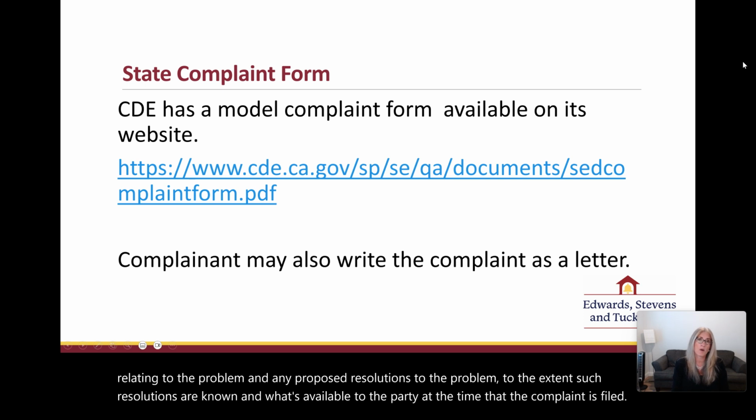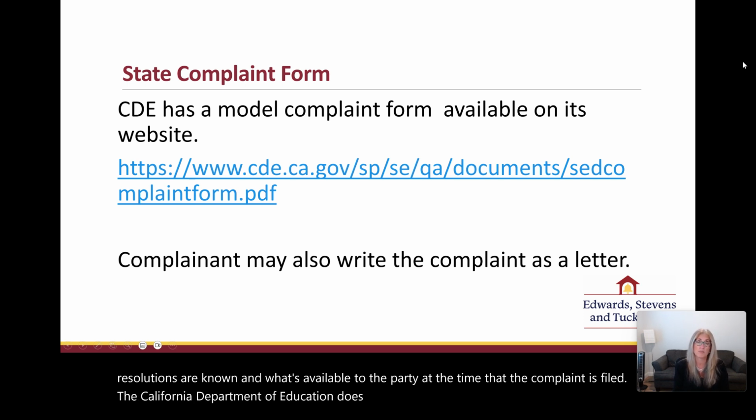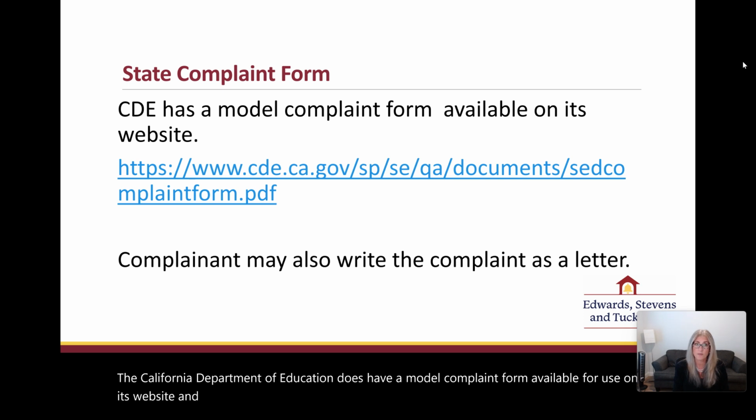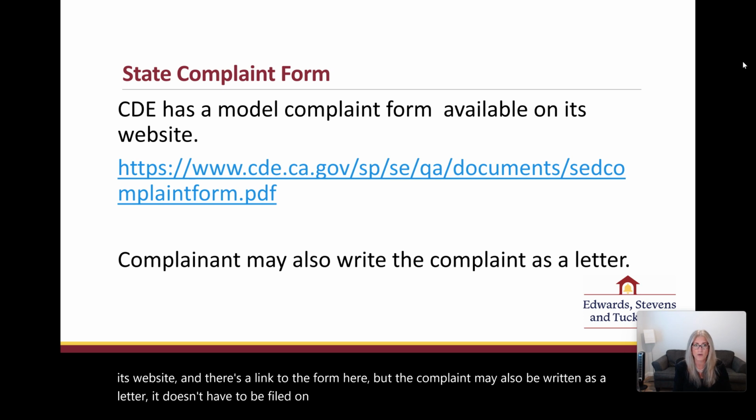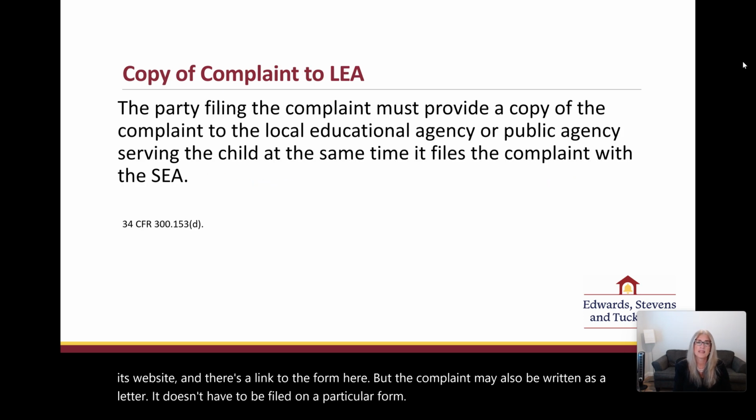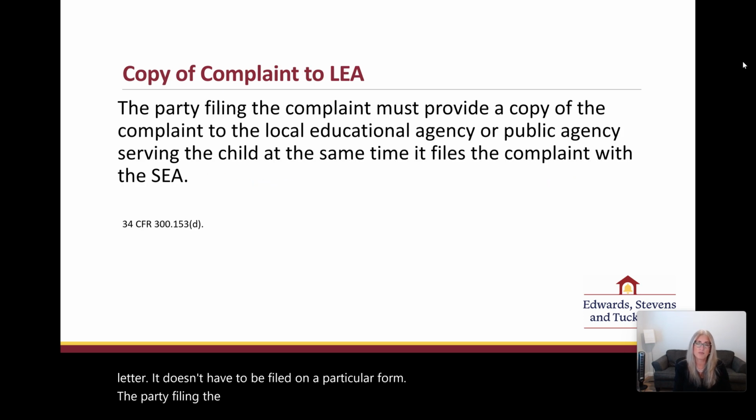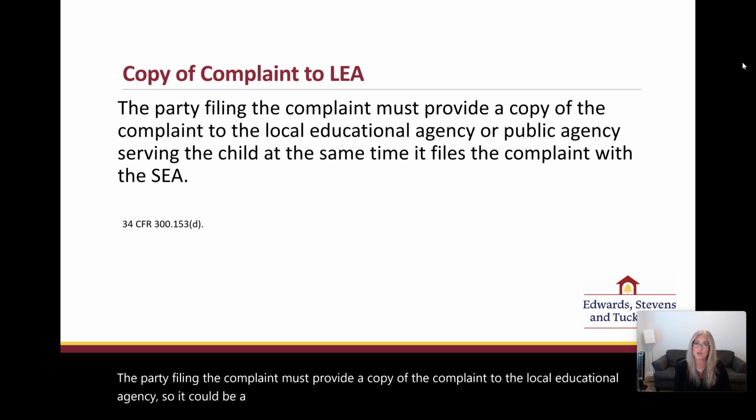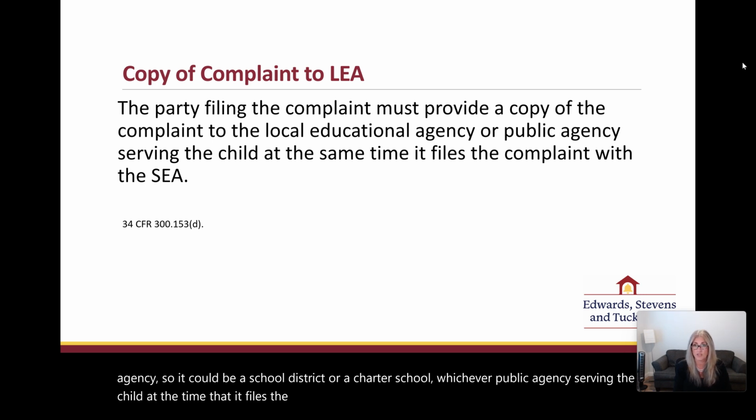The California Department of Education does have a model complaint form available for use on its website, and there's a link to the form here. But the complaint may also be written as a letter. It doesn't have to be filed on a particular form. The party filing the complaint must provide a copy of the complaint to the local educational agency, so it could be a school district or a charter school, whichever public agency is serving the child at the time that it files the complaint with the California Department of Education.